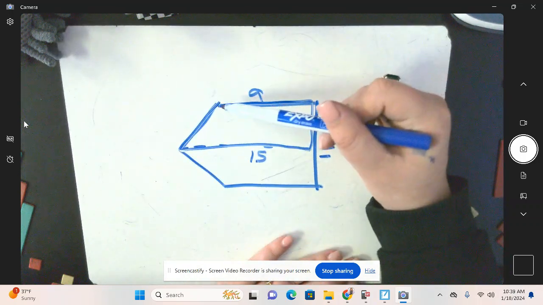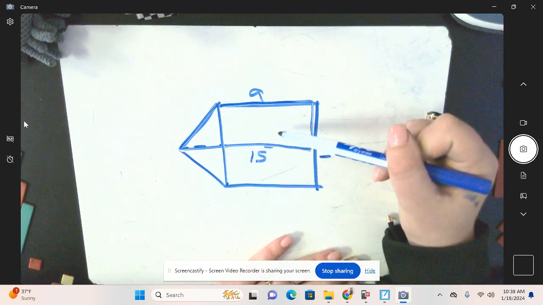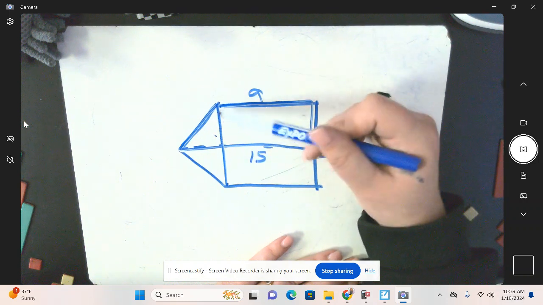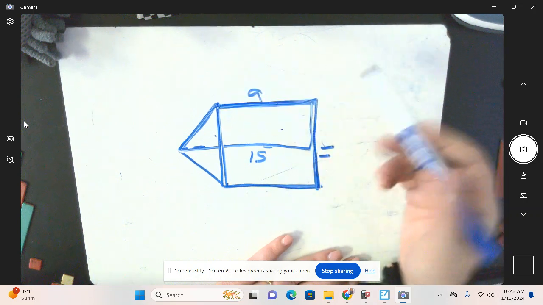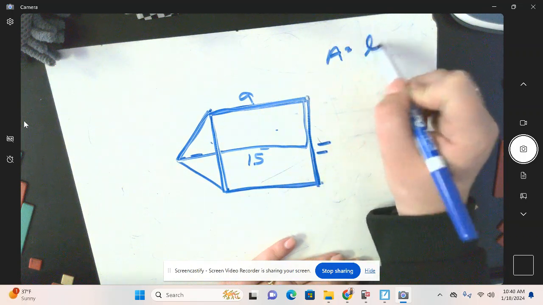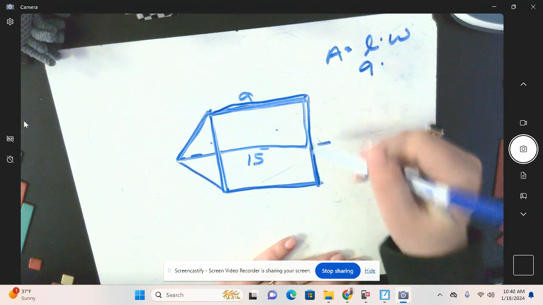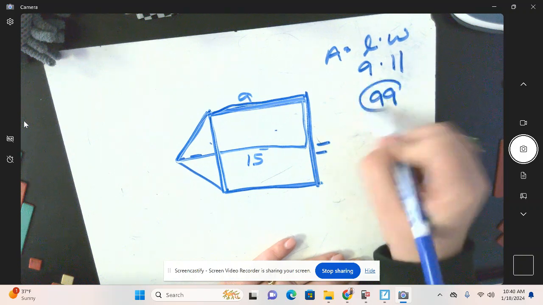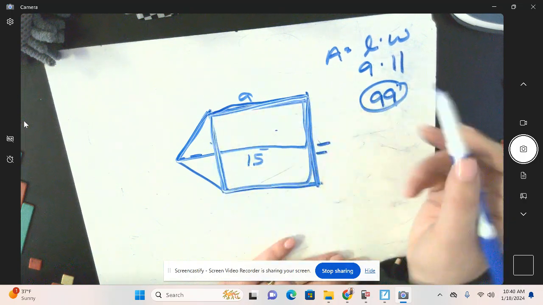Or I could look at the fact that this right here is a rectangle and a triangle. So I could do it either way. Last week we did trapezoids. This week let's do rectangles and triangles. So here I have my rectangle. The formula for area of a rectangle is length times width. My length is 9 and my width is 11. So 9 times 11 gives me 99. So this whole rectangle right here equals 99.